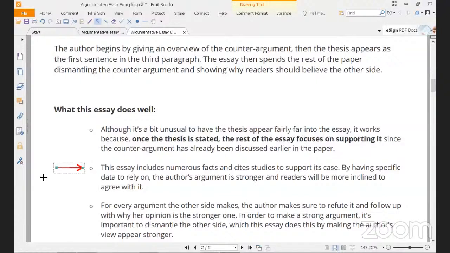Joanne, can you help me with the second bullet? These essays include numerous facts and case studies to support its case by having specific data early on. The author's argument is stronger and readers will be more inclined to agree with it.